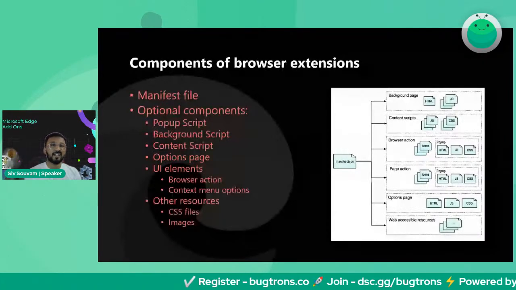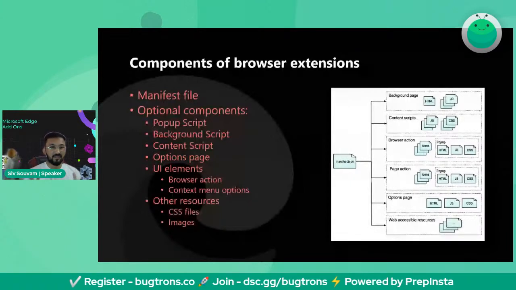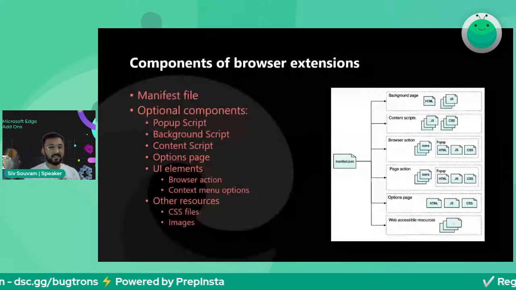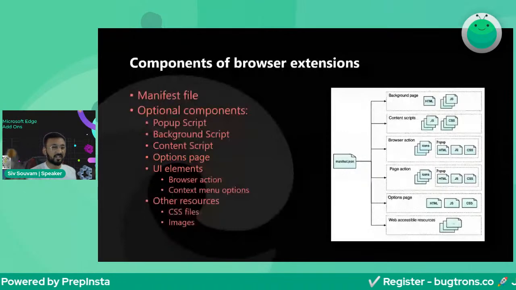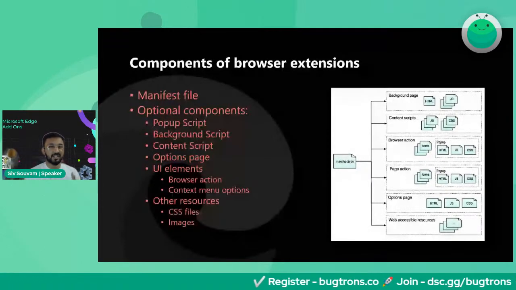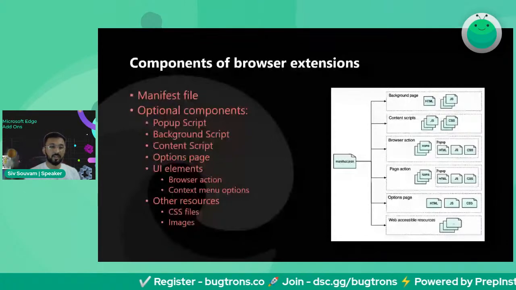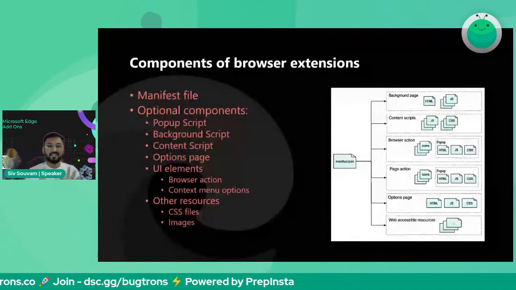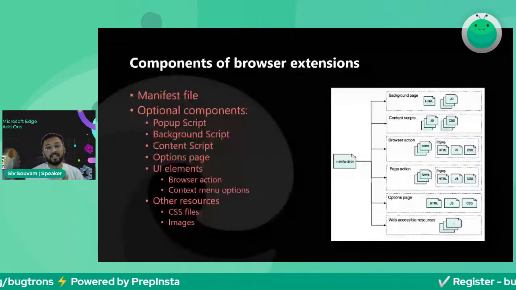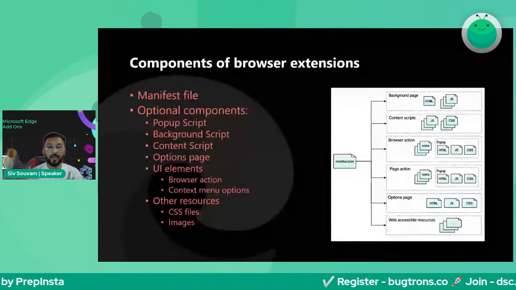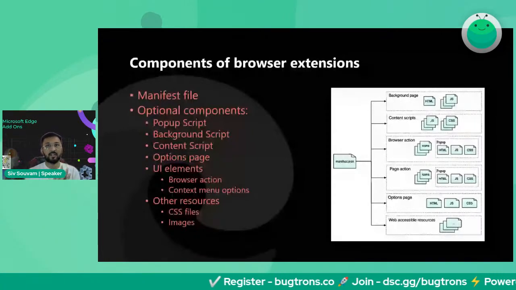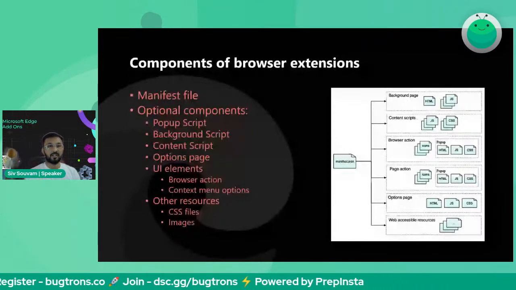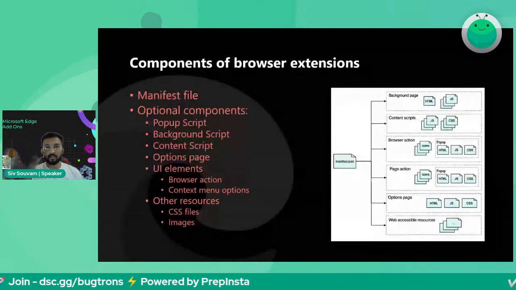I'll jump next to the UI elements. From the name UI itself, I hope pretty much all of you understand. UI elements are the user interface elements, which consist of browser action and context menu options. So a browser action is a button that your extension adds to the browser toolbar. When you see the toolbar beside the URL box, there you'll find that icon.